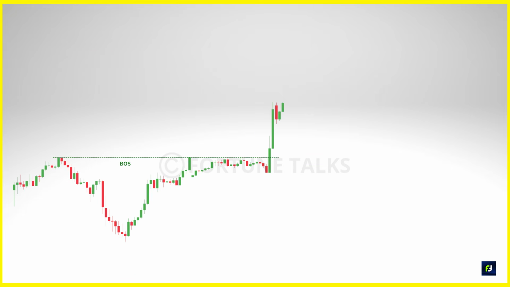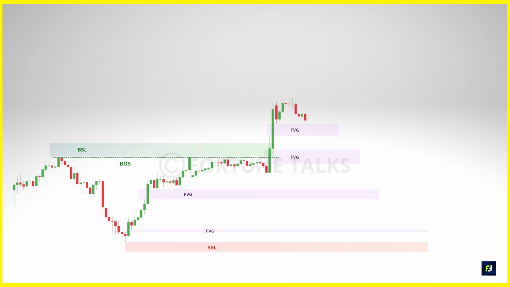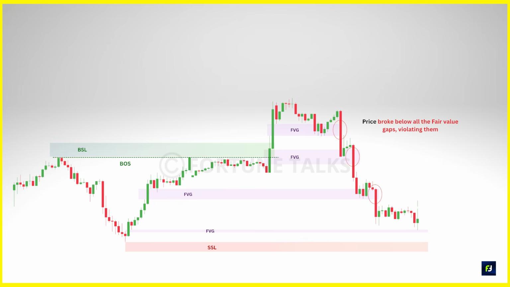Now, consider this swing move. The price is in a bullish trend. I will now mark the external liquidity pools and imbalances. Let's see what the market does. The market retraced lower from the swing high, and then it came down to mitigate the fair value gap. But instead of reacting and reversing from the fair value gap, the price pushed lower.